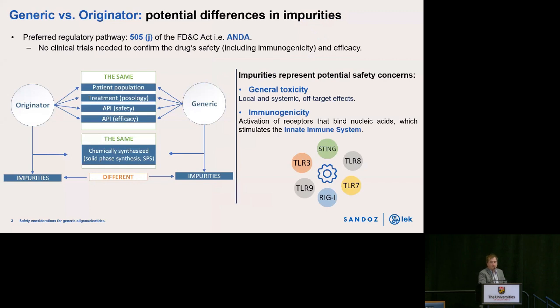So as you know, the preferred regulatory pathway for complex generics is the ANDA submission, meaning that when you demonstrate the sameness of the API through comprehensive characterization studies, no clinical trials are needed. Now, it's important to understand that the majority of the aspects between a generic and originator will be the same. We will have the same API, the same posology, treat the same patient population, and not only that, but we will even have the same manufacturing method, which is solid phase synthesis.